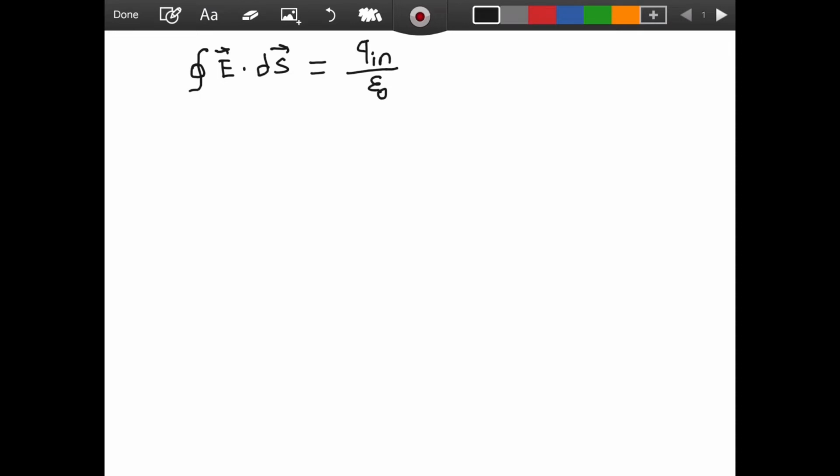Alright, so as I said, this is named Gauss's law. And it is specifically for electric fields. He also has another law for magnetic fields, which is more straightforward than this one. And maybe I can do a video about that one as well in the future.